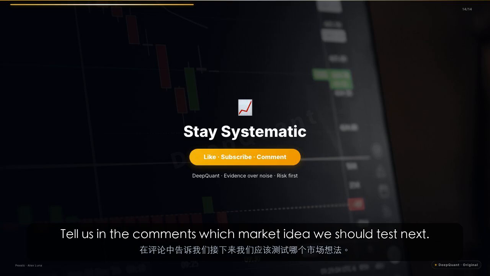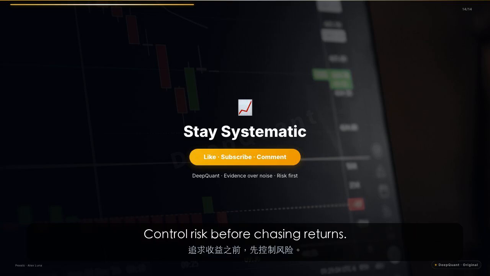Evidence beats noise. Control risk before chasing returns.